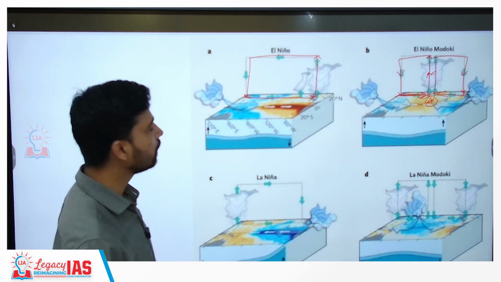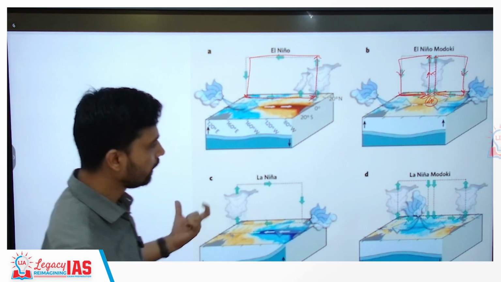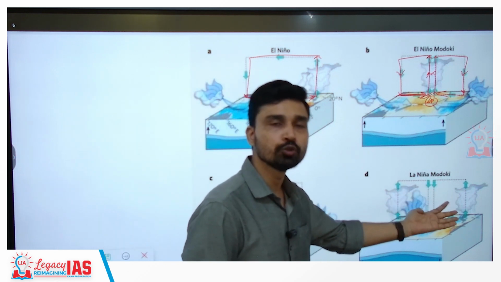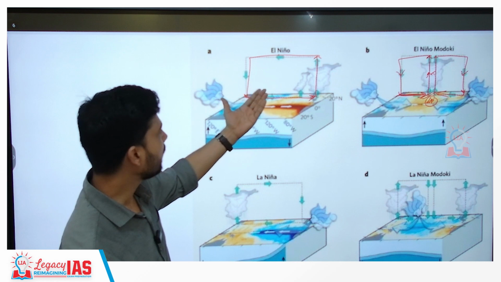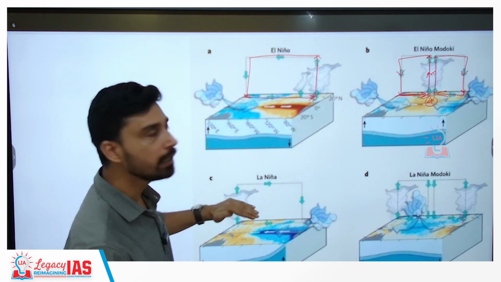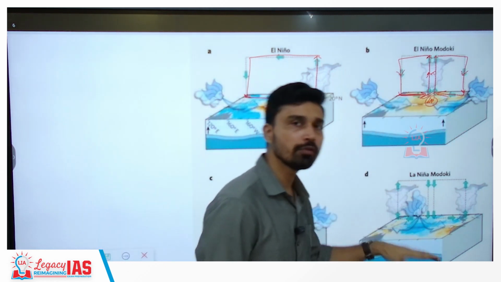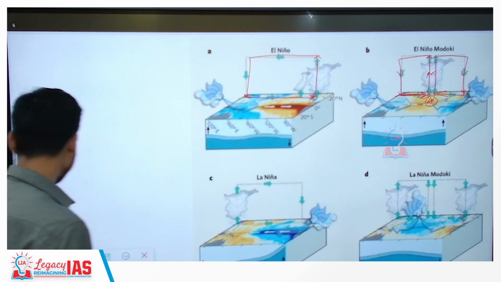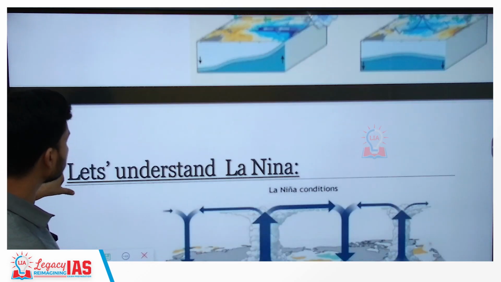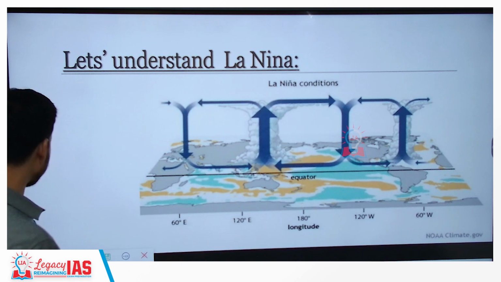Similarly, you have La Niña, which is the reverse of El Niño, and that is why you have La Niña Modoki. So both kinds of phenomena you'll observe. El Niño, reverse of El Niño is La Niña. El Niño Modoki, reverse of El Niño Modoki is your La Niña Modoki. Now we are discussing La Niña, so let us try to understand this.